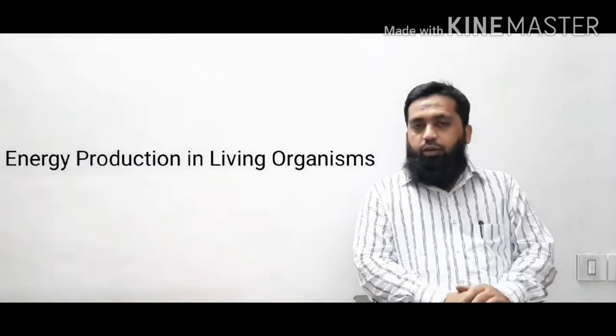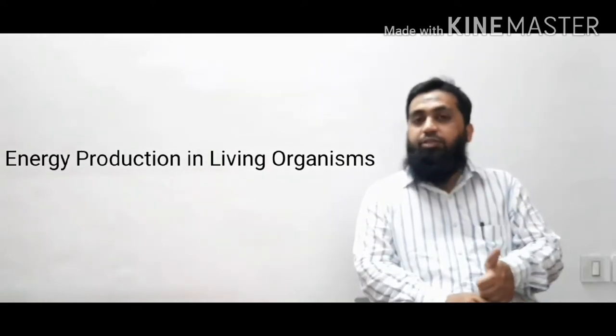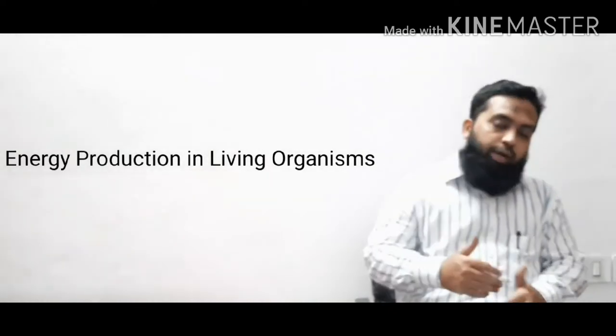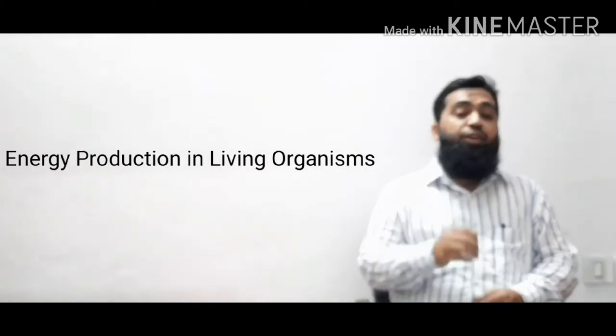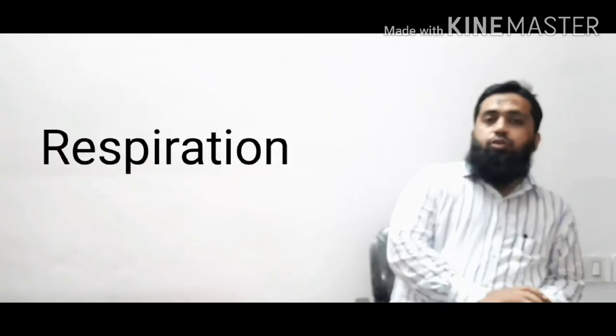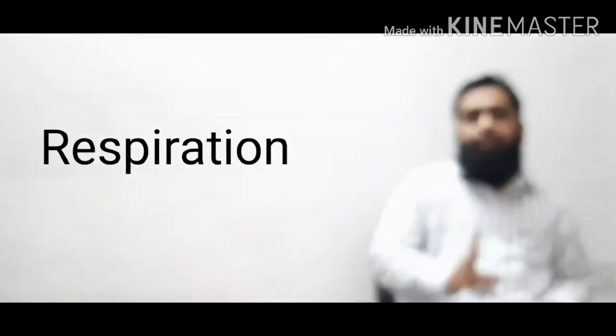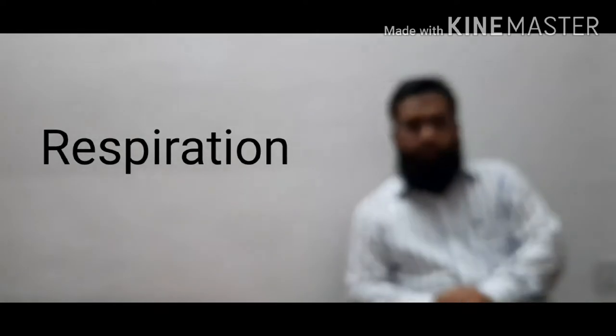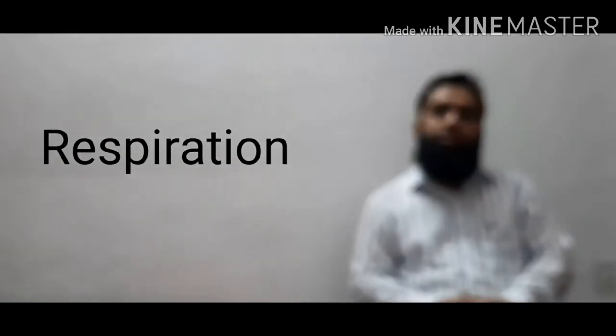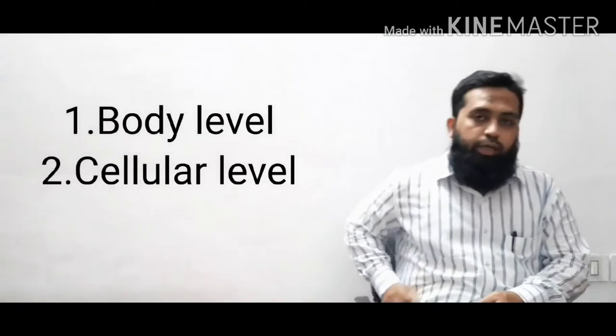So how is this carbohydrate giving us energy in our body? We have to understand this. The second topic of this lecture is the energy production which takes place in a living organism. We are going to take into consideration carbohydrate, and how carbohydrate is helping us. Now if we talk about respiration which takes place in a body, respiration is of two types. Respiration takes place in a body in two ways. The first is called body level respiration, the other one is called cellular level respiration.